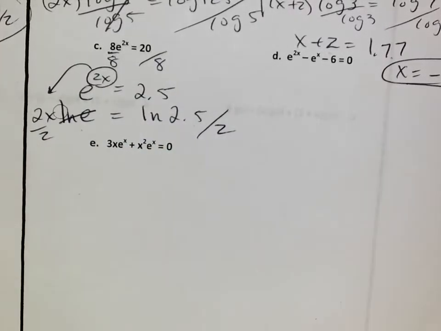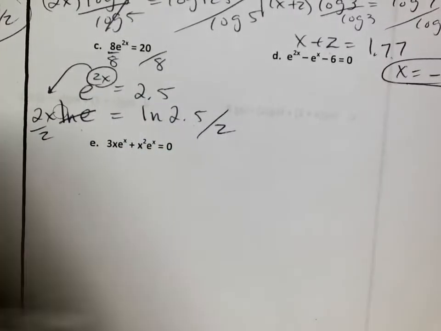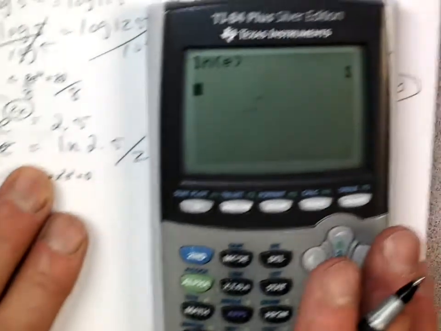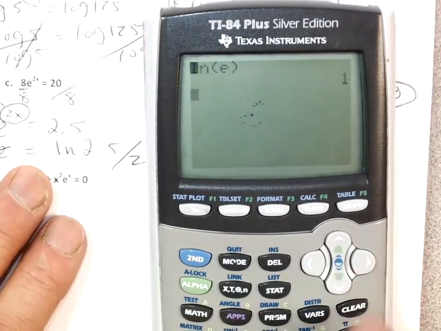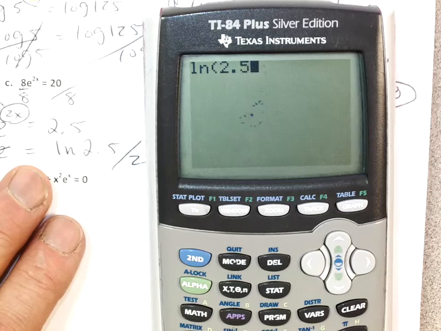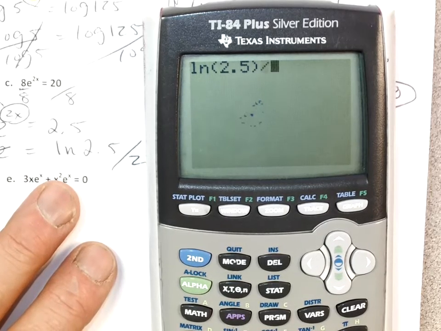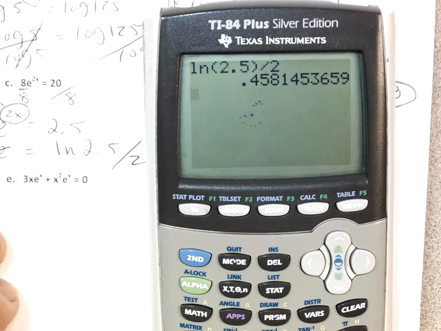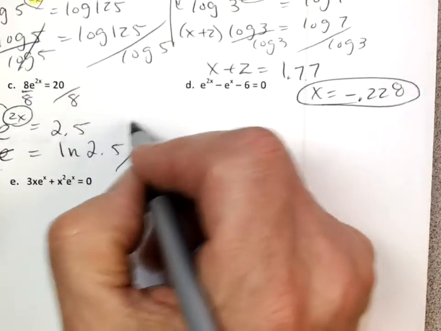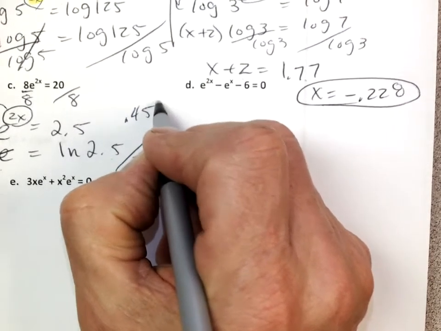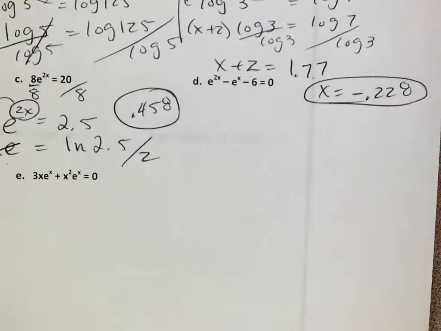Now I will need a calculator to get a value, so I'm going to go ahead and just do ln of 2.5, close the parentheses, divided by 2, is about 0.458, okay? Not too bad.